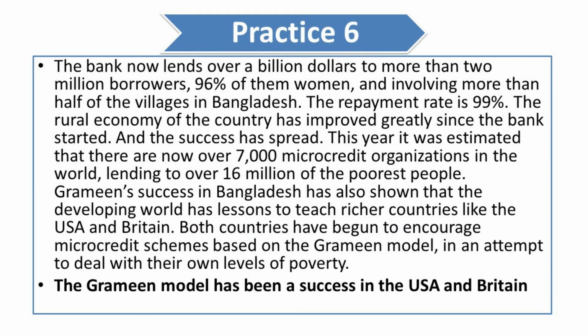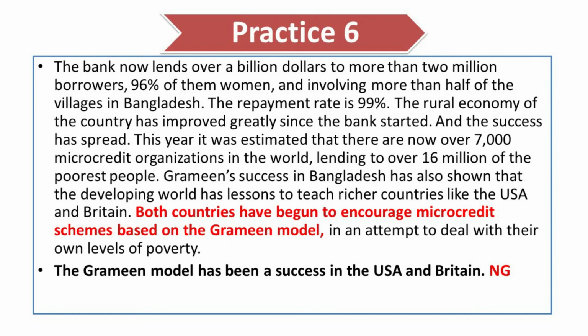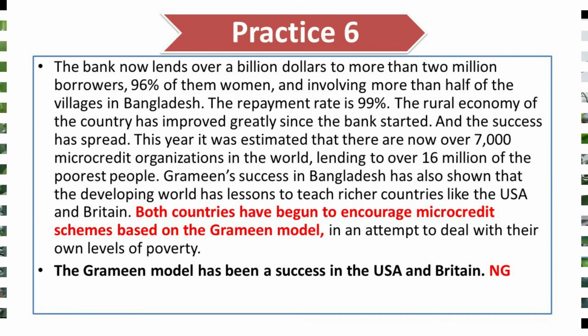Now the last practice, practice 6. The question says the Grameen model has been a success in the USA and Britain. Try to find out the answer, please. Okay, the text says both countries have begun to encourage microcredit schemes based on the Grameen model. The text says they have encouraged it, but the text doesn't say that this model was successful there, or even that the model was actually implemented there. Therefore, the answer is actually not given.